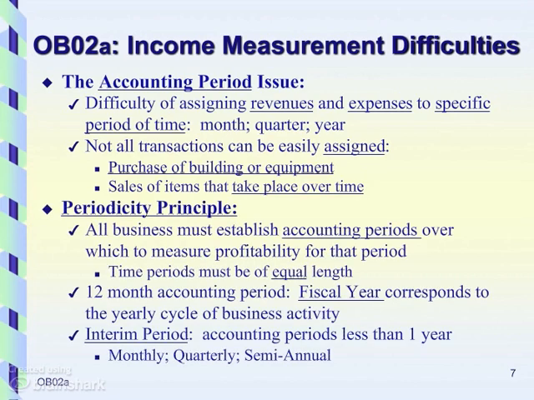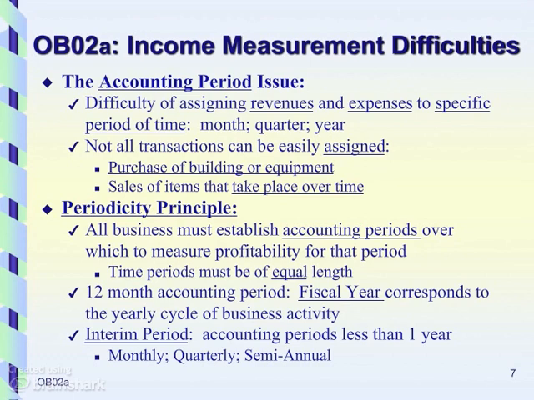That's where the periodicity principle comes into place. The periodicity principle says that businesses must make assumptions about the period of time for their accounting measurement and measure their net income for that period of time consistently from year to year. So they must have periods of equal length, and the 12-month accounting period is the fiscal year, and it corresponds typically to a business's yearly cycle of business activity.